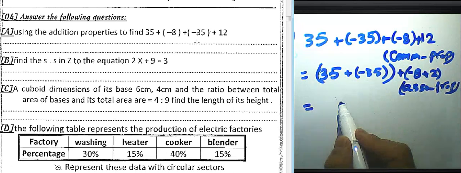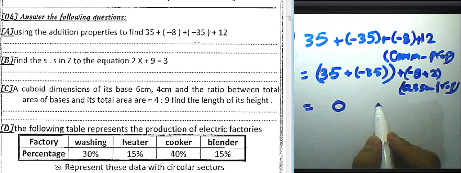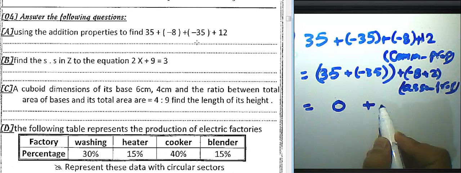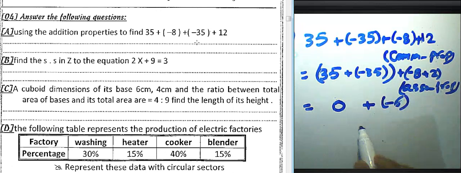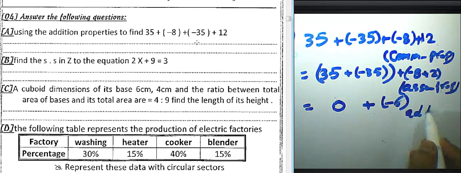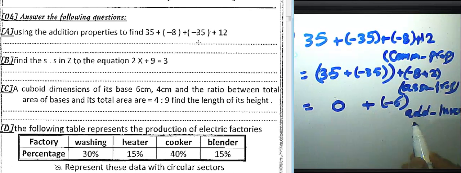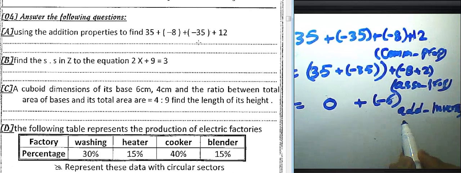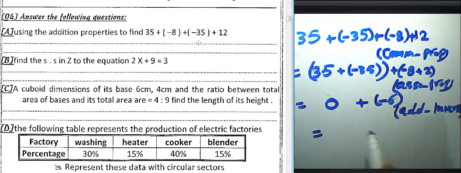35 plus negative 35 equals 0, and negative 8 plus 2 equals negative 6. We're using additive inverse here in this example. Additive inverse. And 0 plus negative 6 equals negative 6.